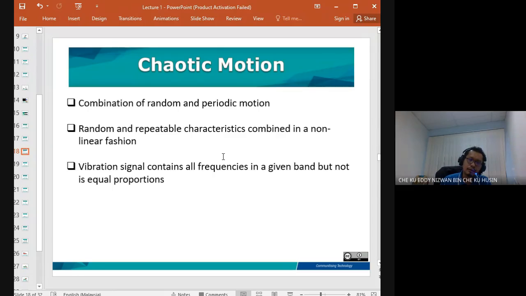So the vibration signal contains all frequencies in a given band, but not in equal proportion. It contains a lot of frequencies, but they are not equivalent for each frequency component. Sometimes a certain frequency is high and other frequencies are low, because normally the periodic signal has a dominant frequency, while for random the frequency is broadly spread, almost the same across the band. When you combine it with the periodic, you get a dominant frequency plus a broad range of frequencies.